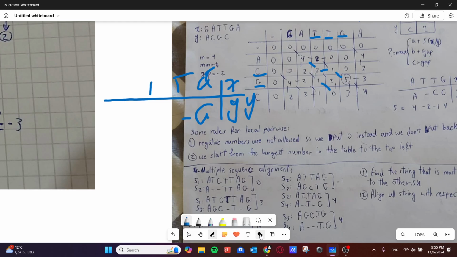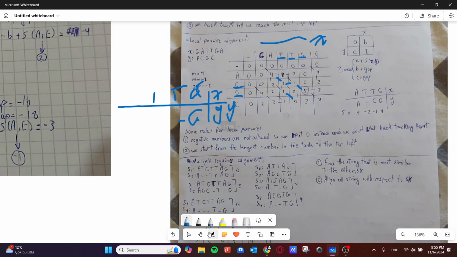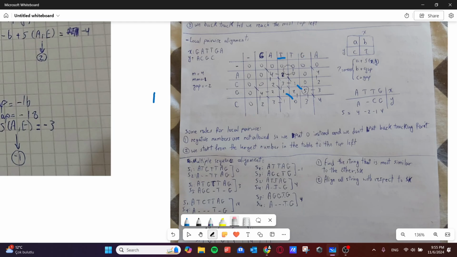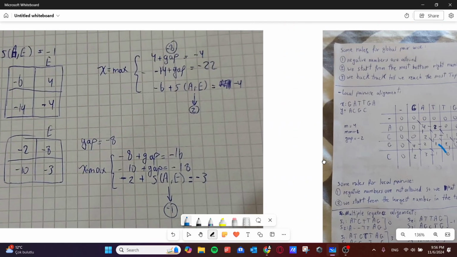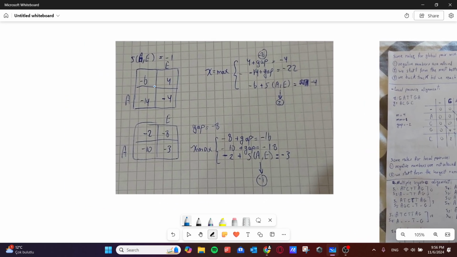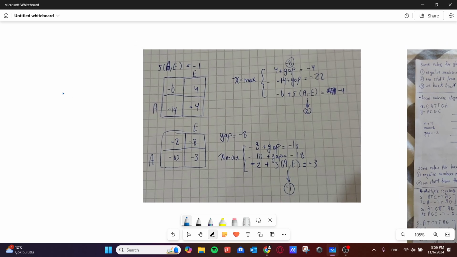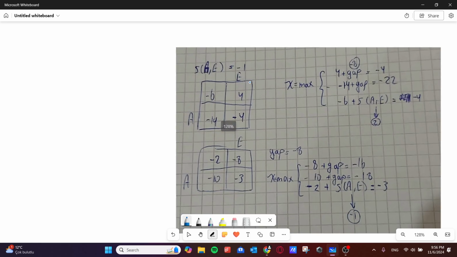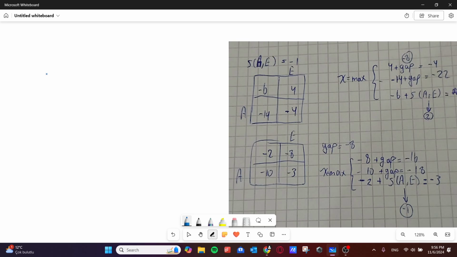So that's it for local alignment. Yes, I've missed it in the paper. So he gave us this thing. I don't know what he is going to ask us about it. So let's say he gave us this table and put E here and A and said, what is the alignment of AE?